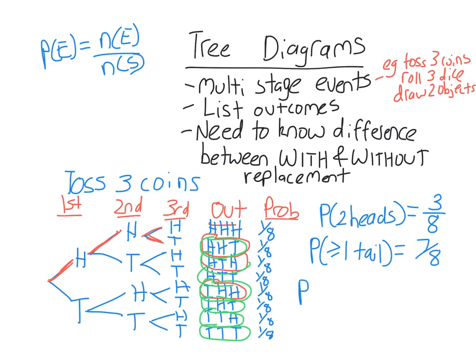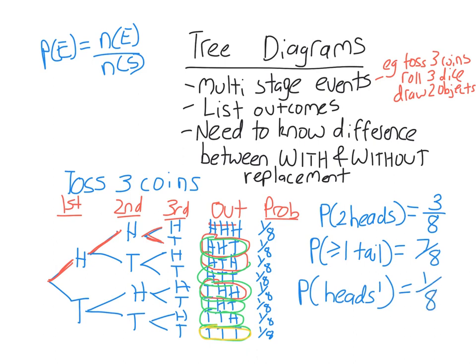So what is the probability that I do not get heads in any of them? Okay, well, that's pretty simple. You just go through and find which ones do not have heads. And it's only this one down here. There's only one way that I can toss the 3 coins and not get any heads. 1 out of 8. How easy is that?